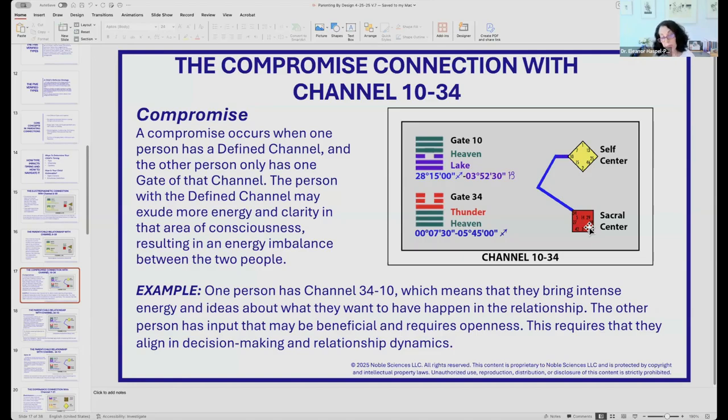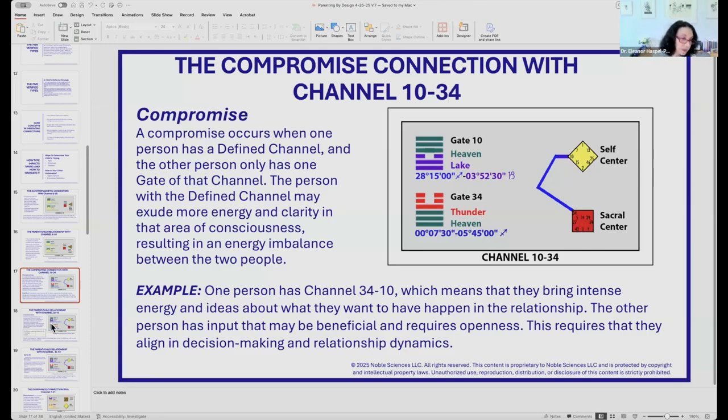If one person has channel 34-10, they bring intense energy and lots of ideas about what they want to have happen in the relationship. The other person may have input that may be beneficial and it requires openness, but they need to align in decision-making and relationship dynamics.